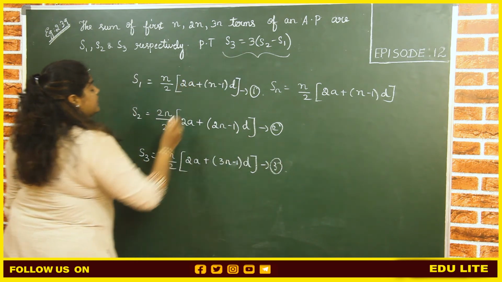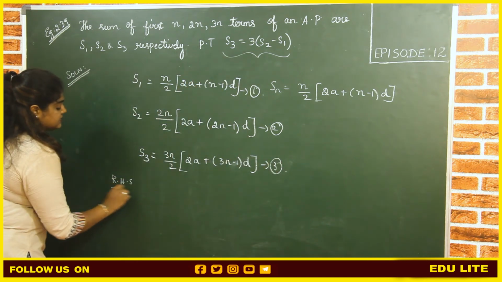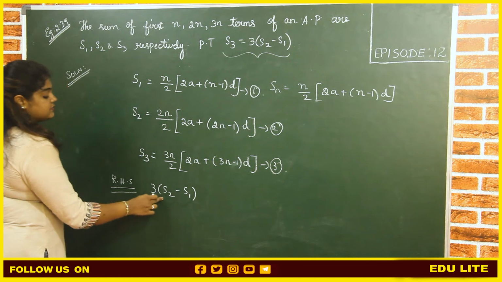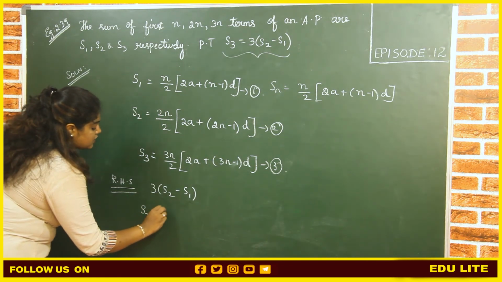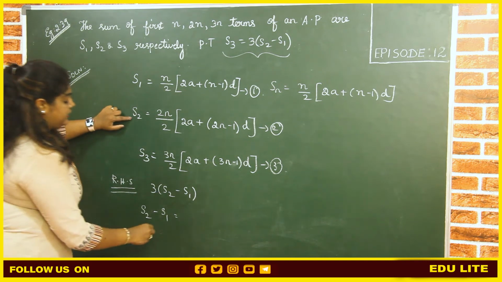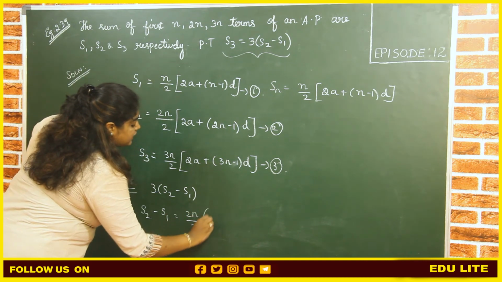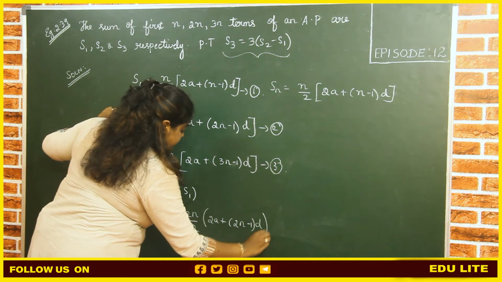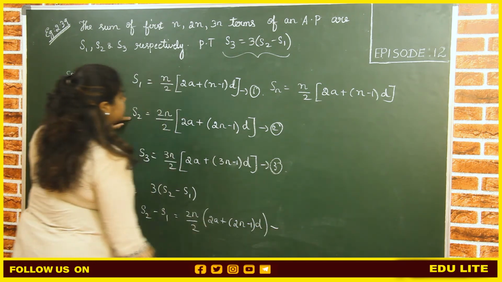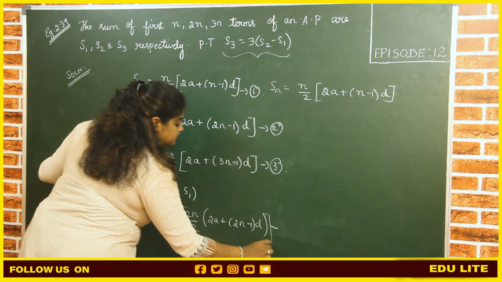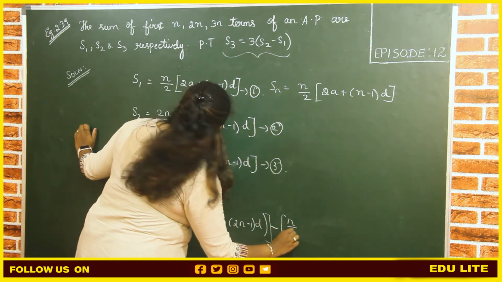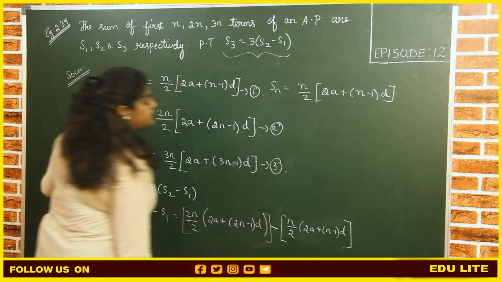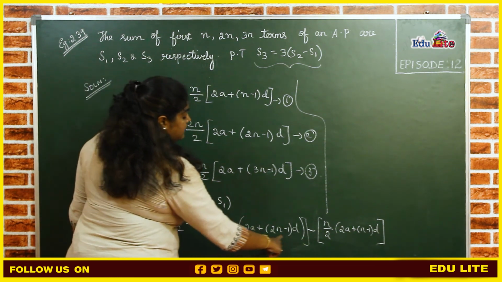And in this given equation, let us take the right hand side and prove the left hand side. The right hand side is given as 3 into S2 minus S1. We will complete the portion within the brackets first. So, it is S2 minus S1. S2 is the second equation, which is 2n by 2 into 2a plus 2n minus 1 into d, minus the S1 value, which is the first equation, n by 2, 2a plus n minus 1 into d. We have to simplify this.